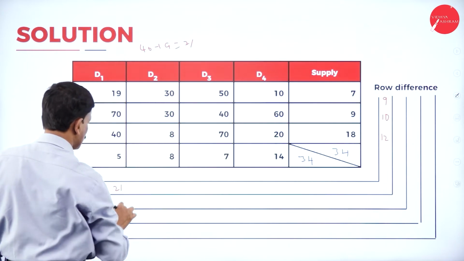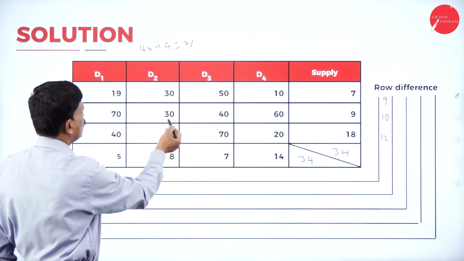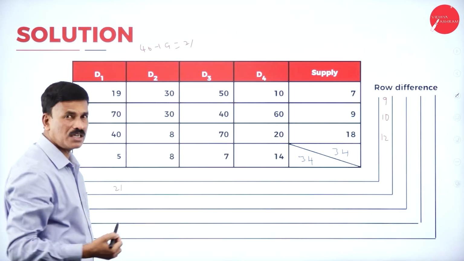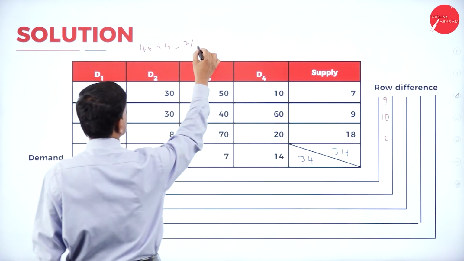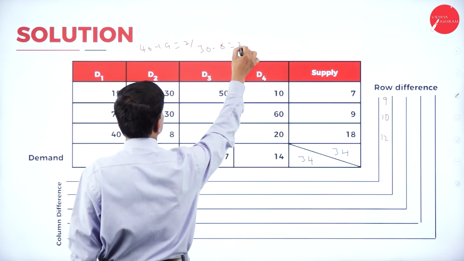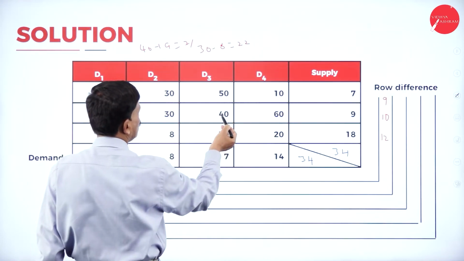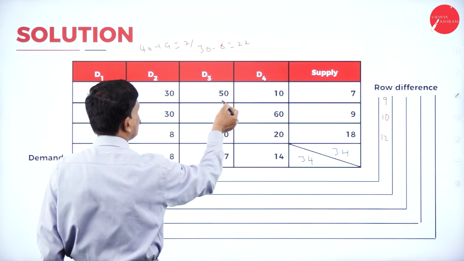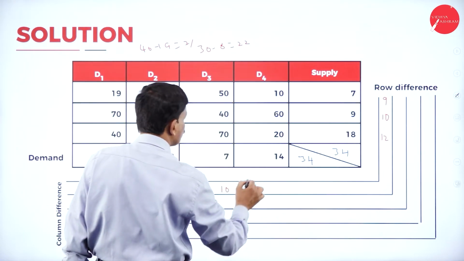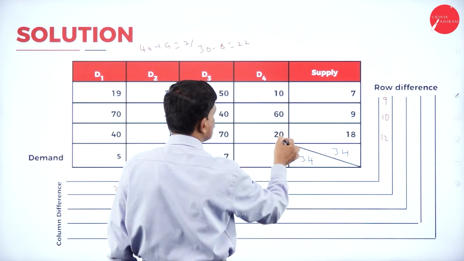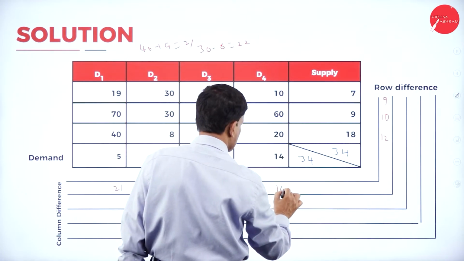Here this is 21. Now the least value is 8 and the next least value is 30. 30 minus 8 is 22. This is 22. Here the least value is 40 and the next is 50. 50 minus 40 is 10. The least value is 10, next is 20. 20 minus 10 is 10.